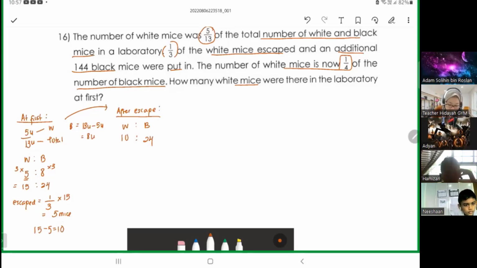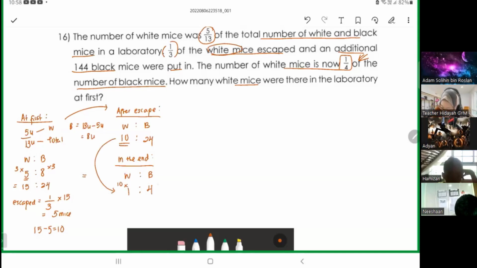Okay, after escape. Then in the end, white is to black, that one is 1:4. Remember the one that is now this one. So we know that the white, there's no change. White mice after escape, no change. But the additional is the black mice that's put in. This one and this one should be the same. So it's times 10, here also times 10. Equals to 10 is to 40.